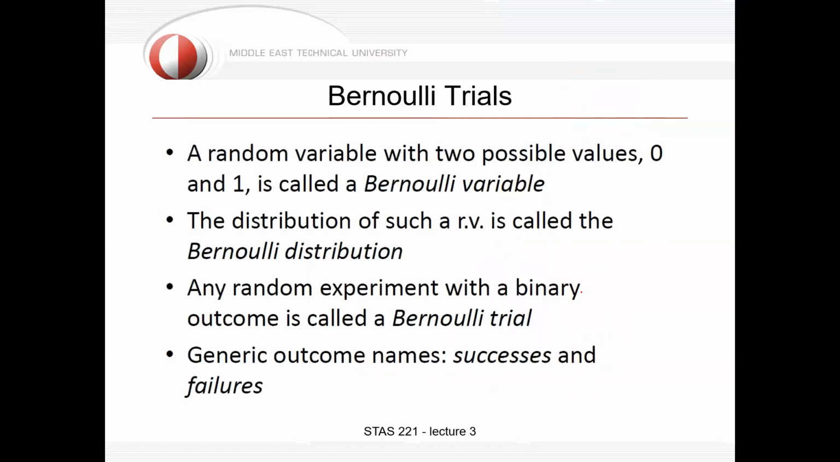All right, let's go through another distribution. And before that, we should know about Bernoulli trials. What do we mean by that? A random variable with two possible values, 0 and 1. So we have only two possibilities, 0 or 1. And you can also call them success and failure. These terms, success and failure, we use them a lot also in binomial distribution. So I will show you what we mean by that.